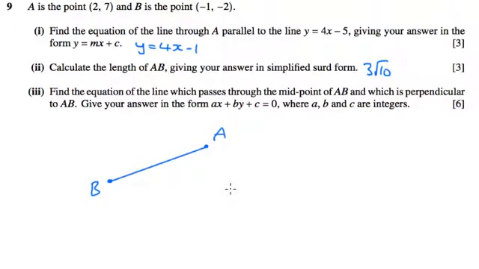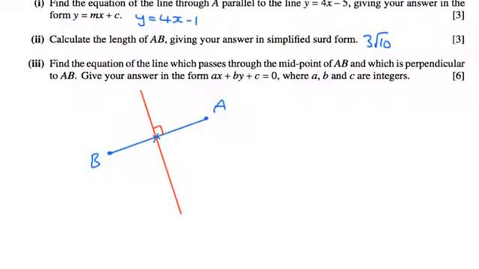Part 3, it says find the equation of the line which passes through the midpoint of AB. So I've drawn a sketch of what's going on. Midpoint of AB. So we want a line that goes through that line and that is perpendicular to that line. So we're aiming for the equation of this line here, where they meet at right angles. So how are we going to do that?